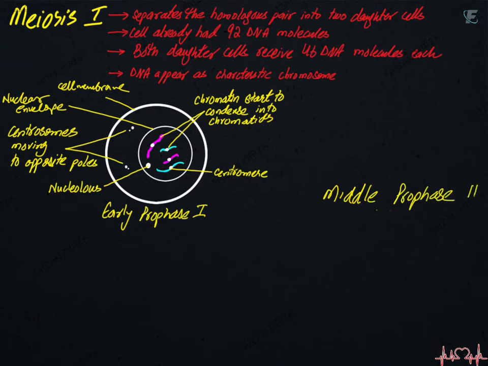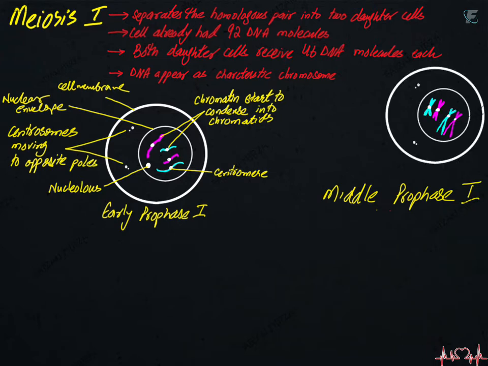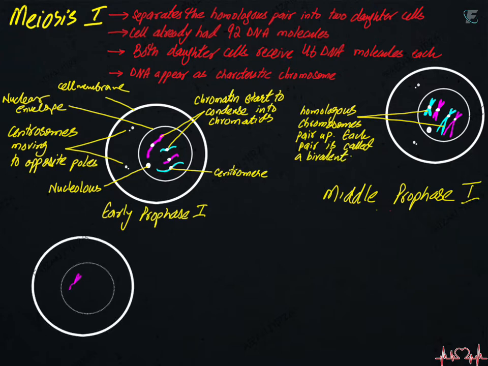What happens in middle prophase? That's middle prophase 1. So what's happening in middle prophase 1? You have the chromosomes getting into their characteristic appearance, and you can see that the chromosomes are appearing in pairs. They can be seen to have sister chromatids attached to the centromere now. So homologous chromosomes pair up. Each pair is called a bivalent. You can still see the nucleolus.